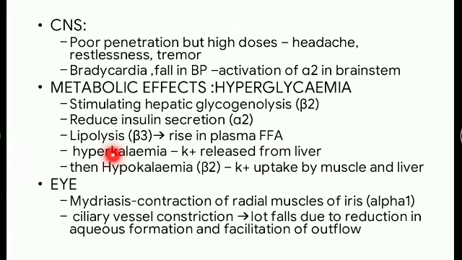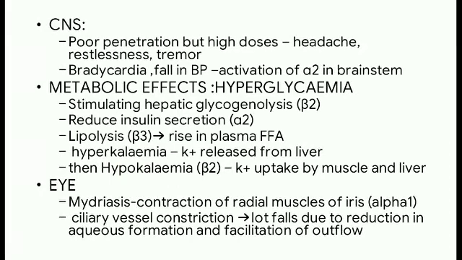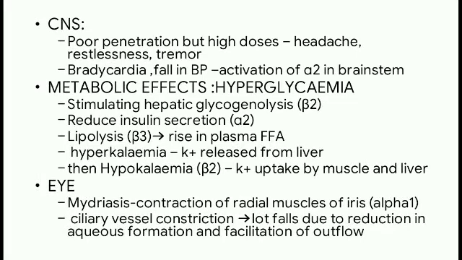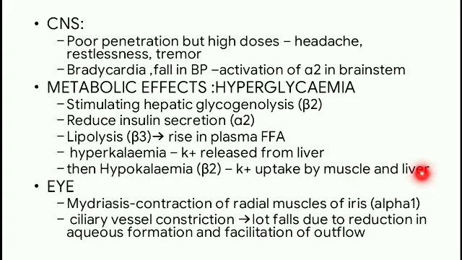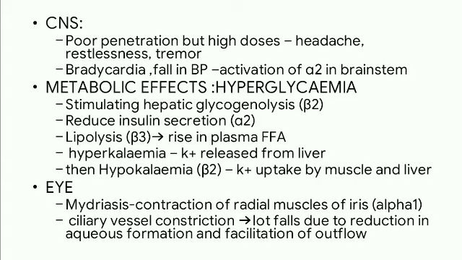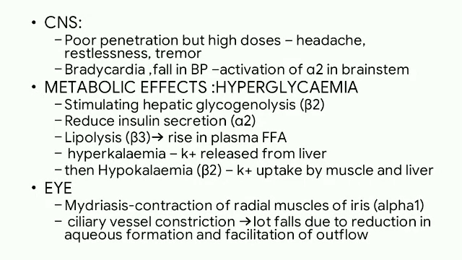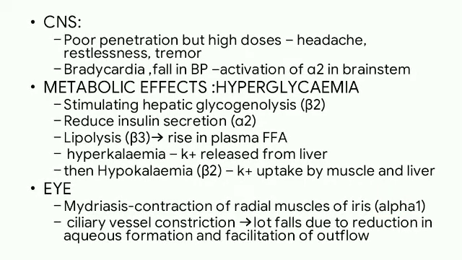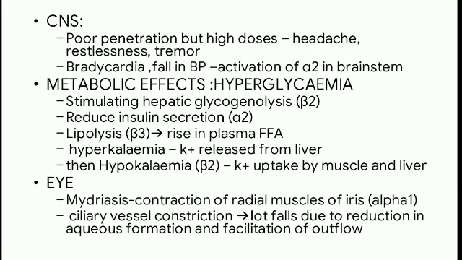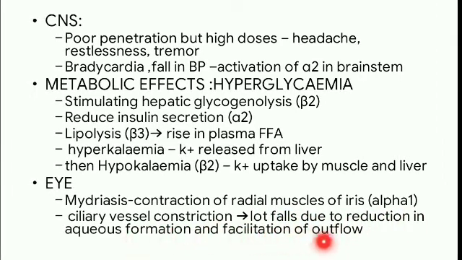Because of this, there is a rise in the plasma free fatty acids. There could be a transient hyperkalemia followed by hypokalemia. This is due to initial release of K plus from the liver and later uptake of K plus by muscle and liver. And the next action on the eye is mydriasis, that is dilation of pupil due to constriction of radial muscles of the iris by alpha 1 receptors. And ciliary vessels constriction takes place. Due to this, intraocular tension falls due to reduction in the aqueous formation and the facilitation of outflow.